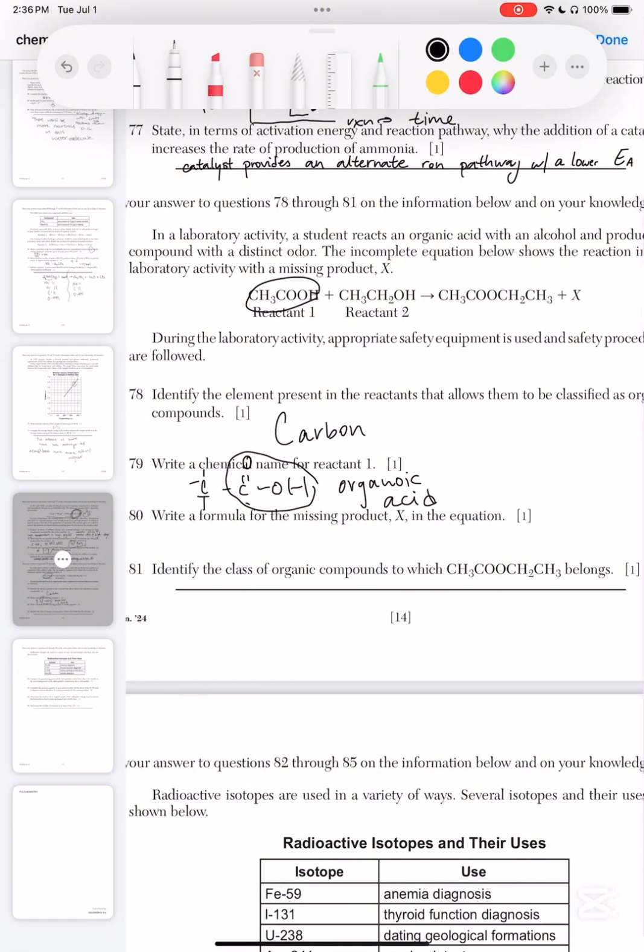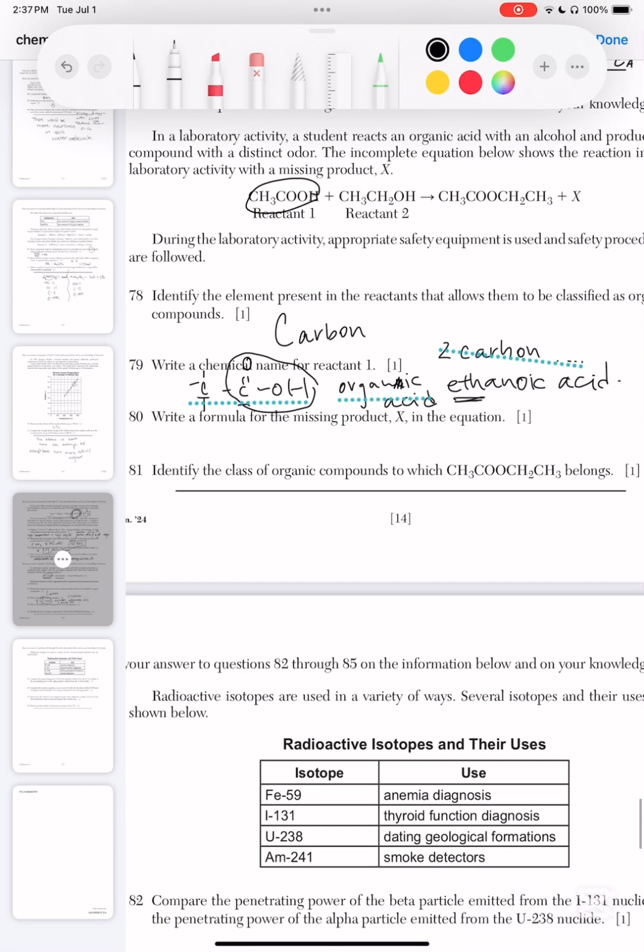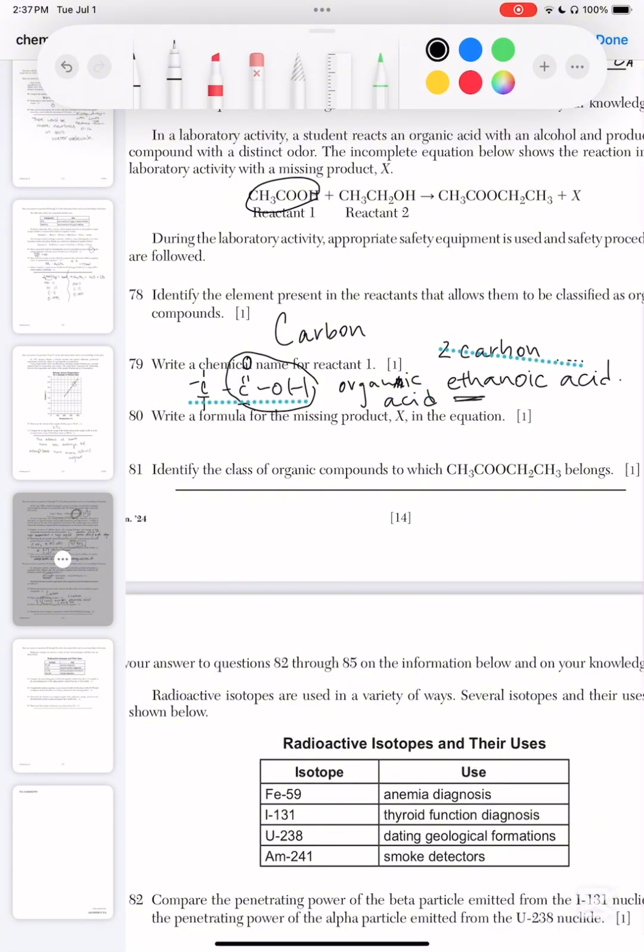Alright, next we have: write a chemical name for reactant 1. Just circle reactant 1. We can draw this out. CH3COOH. This is an organic acid functional group. Organic acid, carboxylic acid, whatever you want to call it. And since it has 2 carbons, this is ethanoic acid. The prefix eth is for 2 carbons. So 2 carbons would be eth-something, and since we have an organic acid, it's ethanoic acid.